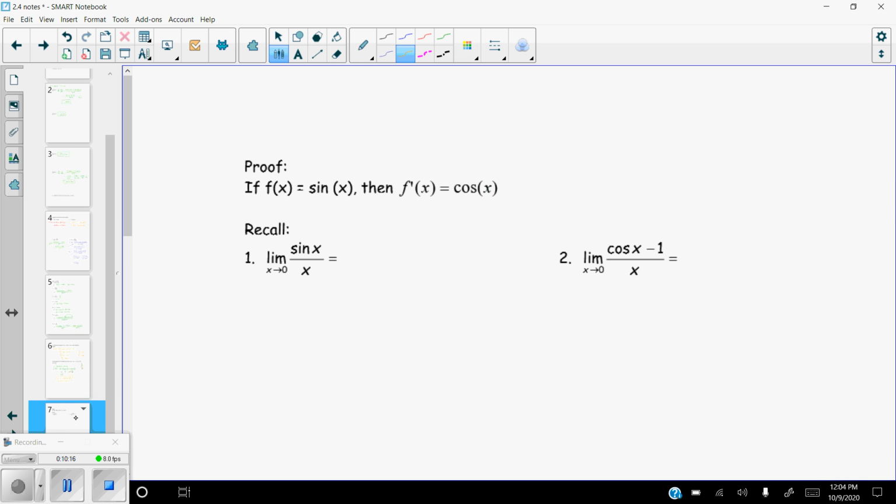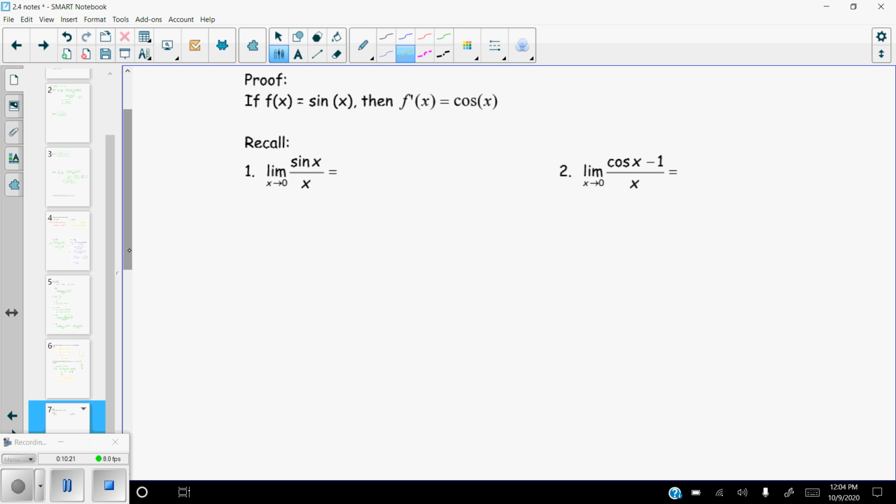And last but not least, as I said, here is the proof. So I'm going to prove the derivative of sine of x is cosine of x. To do that, we need to recall a couple of our limits that I said that we had to know. The limit as x approaches 0 of sine of x over x is 1. And the limit as x approaches 0 of cosine of x minus 1 over x is 0. We need to know those in order to understand the algebra behind the derivative of sine of x. We also need to remember some of our trig properties, and we'll go through those as we go.